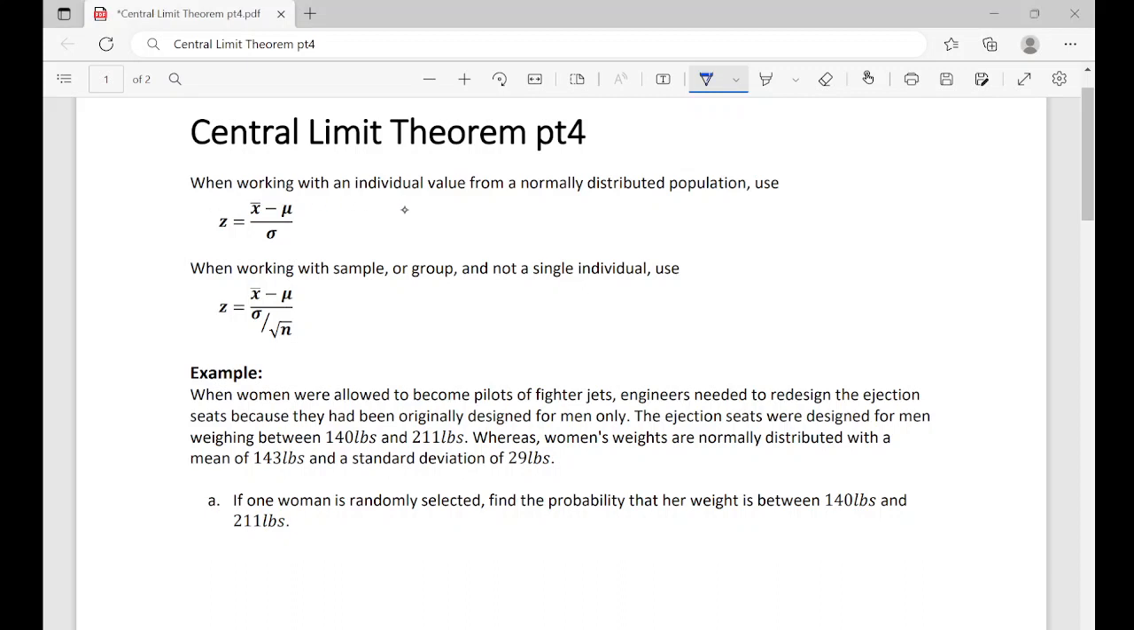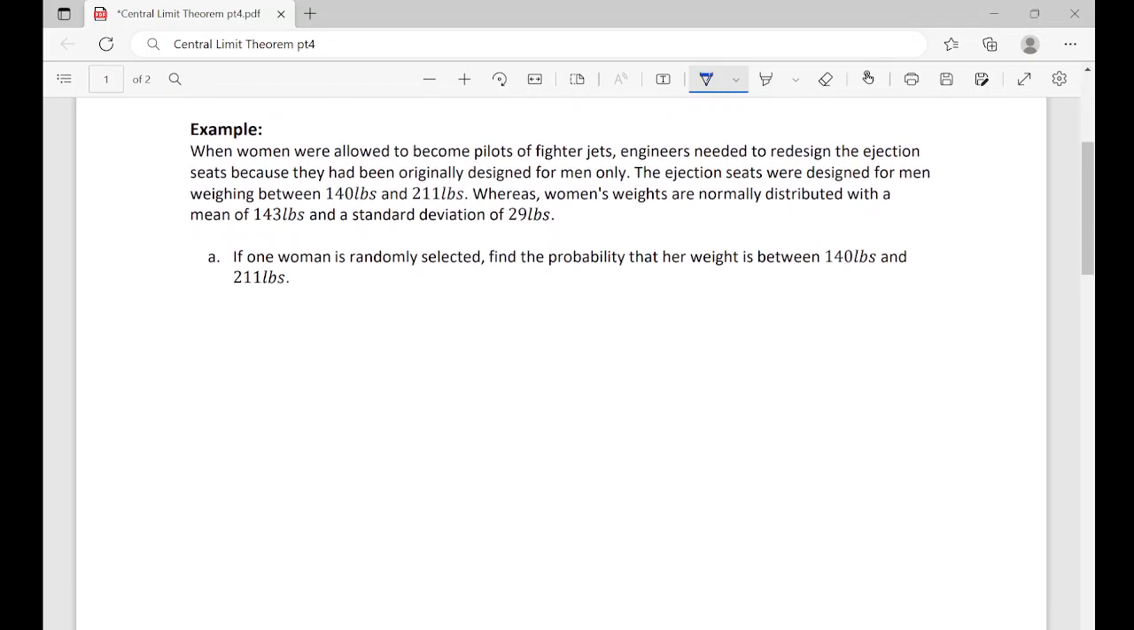When working with an individual value from a normally distributed population, we use the formula z = (x - mu) / sigma. When working with a sample or a group and not a single individual, we use the formula z = (x bar - mu) / (sigma divided by the square root of n). So if it's a single individual, we use the top. When it's dealing with a group, we use the second one. So let's look at an example.